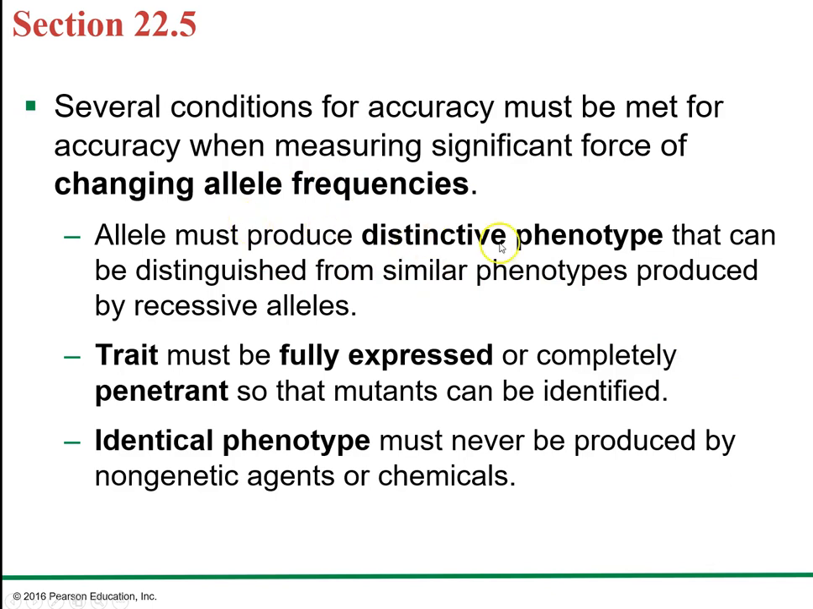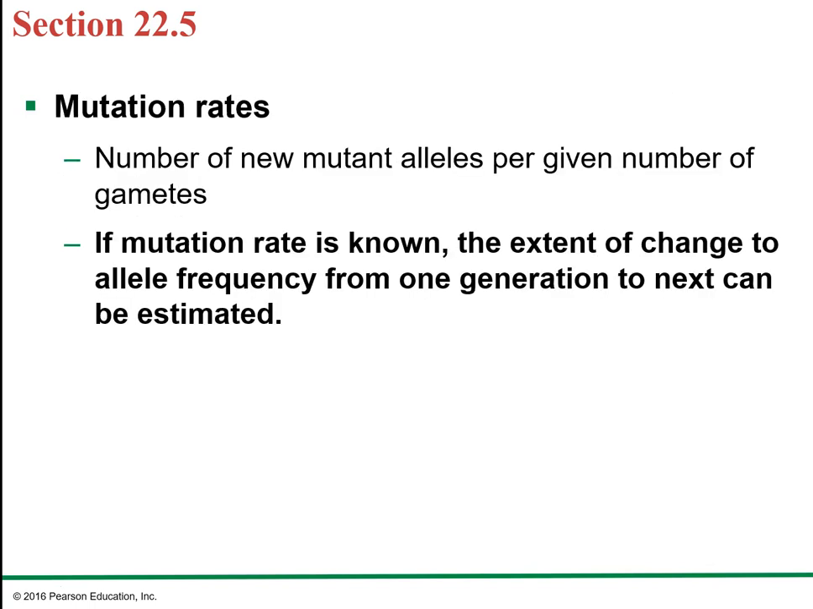Bottom line is the allele must produce some distinctive phenotype that will set it apart from other similar phenotypes. It says the trait must be fully expressed, or completely penetrant. So the mutation has to be identifiable. And it says an identical phenotype must never be produced by a non-genetic agent. Bottom line is you have to be able to detect that this genetic change correlates to this disease or this phenotype, and it can't be mistaken for some other non-genetic agent. Given that information, you can calculate these mutation rates, okay?